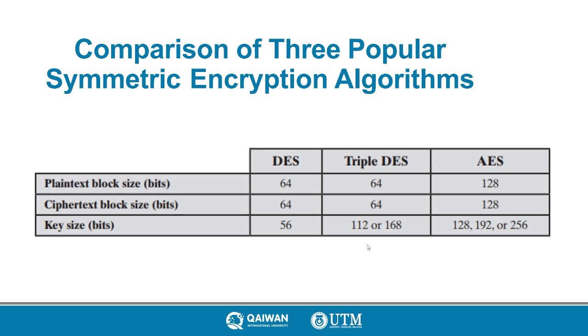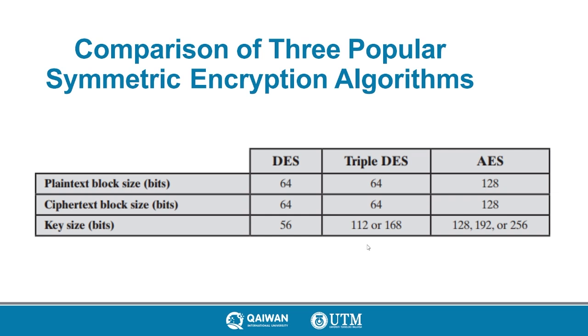However, for the key size, the main difference was 56 for DES, and for triple DES it was 112 or 168. You see, 112 to 168 was kind of near the AES, because 112 or 168, these two keys were available. However, the 168 was nearly near to 192.